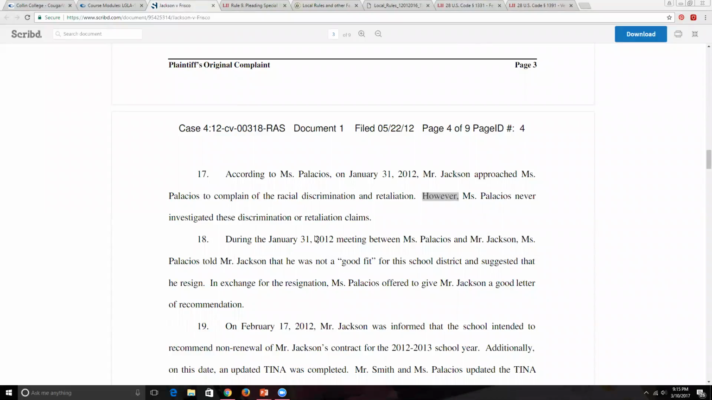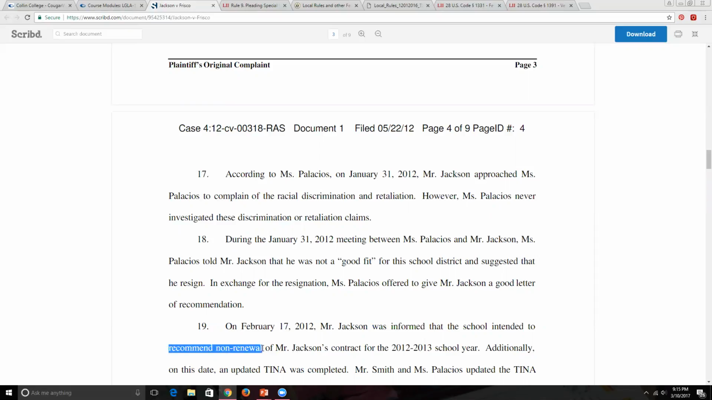On February, so we did break out that pattern that we had seen, but now we've returned to that pattern. On February 17th, 2012, Mr. Jackson was informed, we have passive voice again, that the school intended to recommend non-renewal of Mr. Jackson's contract for the 2012-2013 school year. Well, who informed him of this? That was pretty important information. So let's say it was Ms. Palacios. On February 17, 2012, Ms. Palacios informed Mr. Jackson that the school intended to recommend non-renewal of Mr. Jackson's contract for the 2012-2013 school year.